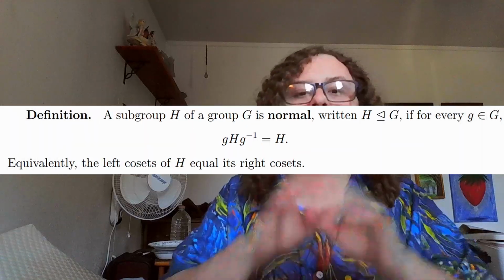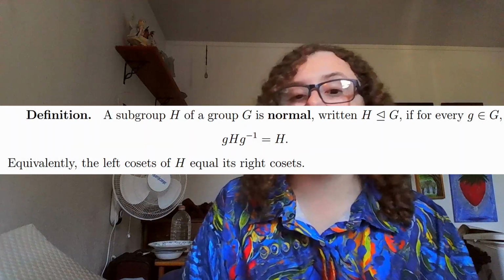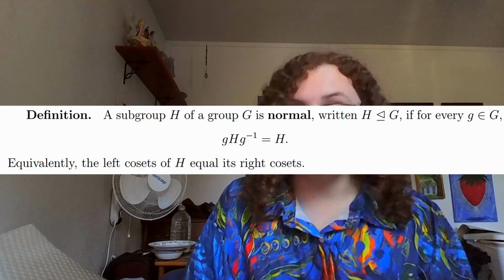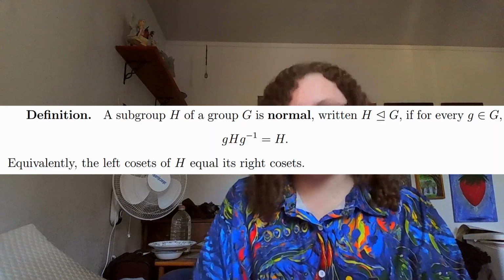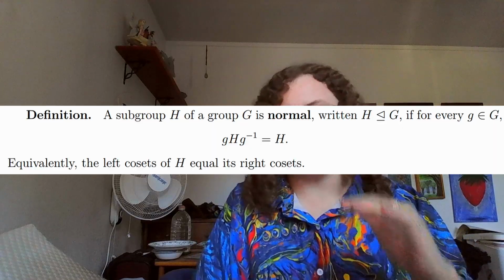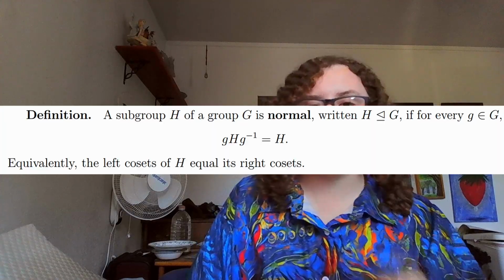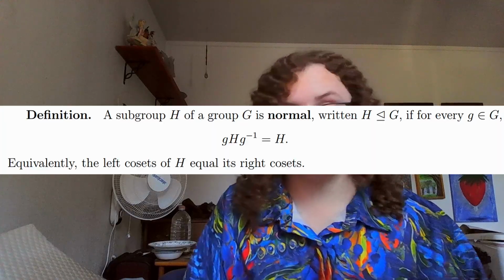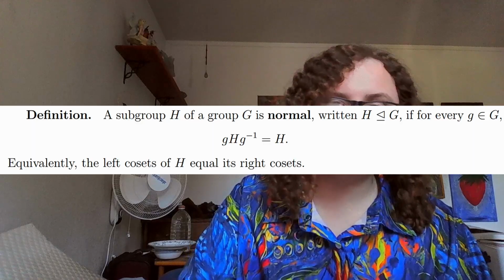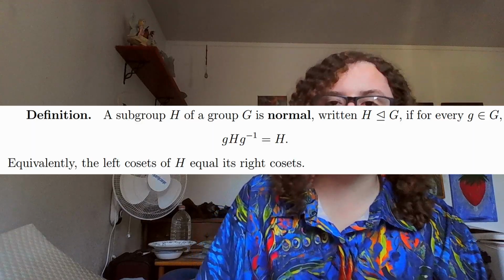This leads to the concept we've been building toward. Definition: a subgroup H of a group G is normal, written H ⊴ G, if for every g in G, gHg⁻¹ equals H. Equivalently, the left cosets of H equal its right cosets.